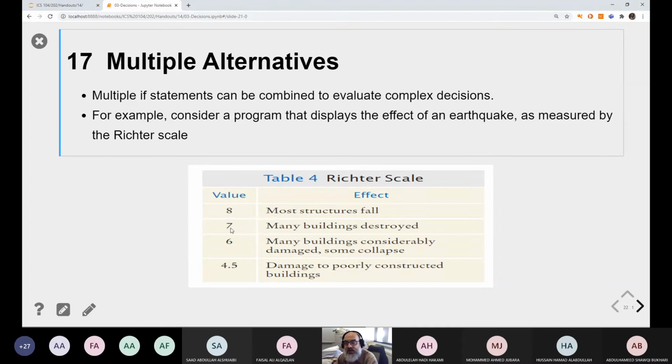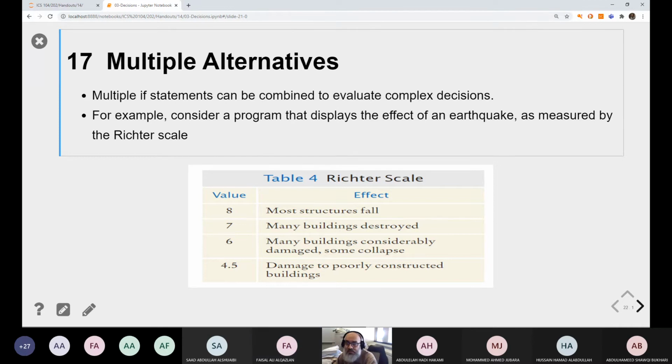Whereas if it is less than 8 but greater or equal to 7, many buildings destroyed. If it's greater than or equal to 6 but less than 7, many buildings considerably damaged and some collapse. If it is greater than or equal to 4.5 but less than 6, then damage to poorly constructed buildings. So what happens if it is less than 4.5?